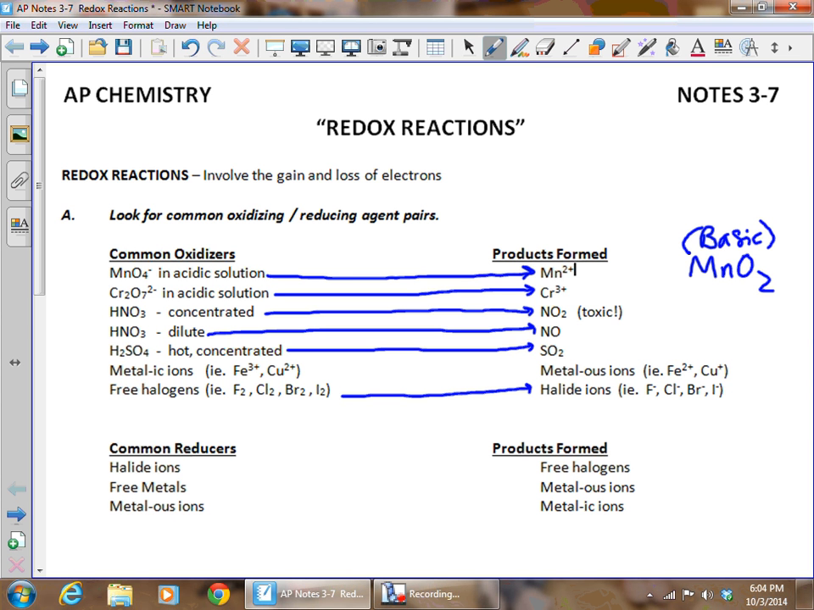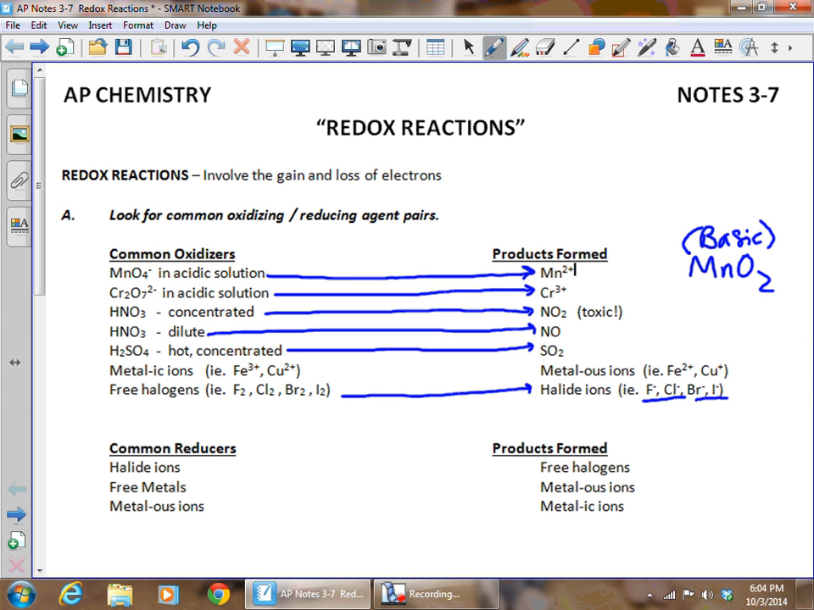And they'll go in the opposite way. Halide ions will be oxidized to form free halogens. So halide ions, like we showed up here, the F-, Cl-, Br-, and I-, will get oxidized back up to their zero free state as diatomic elements. You can refer to this chart and see some of the things that will happen.